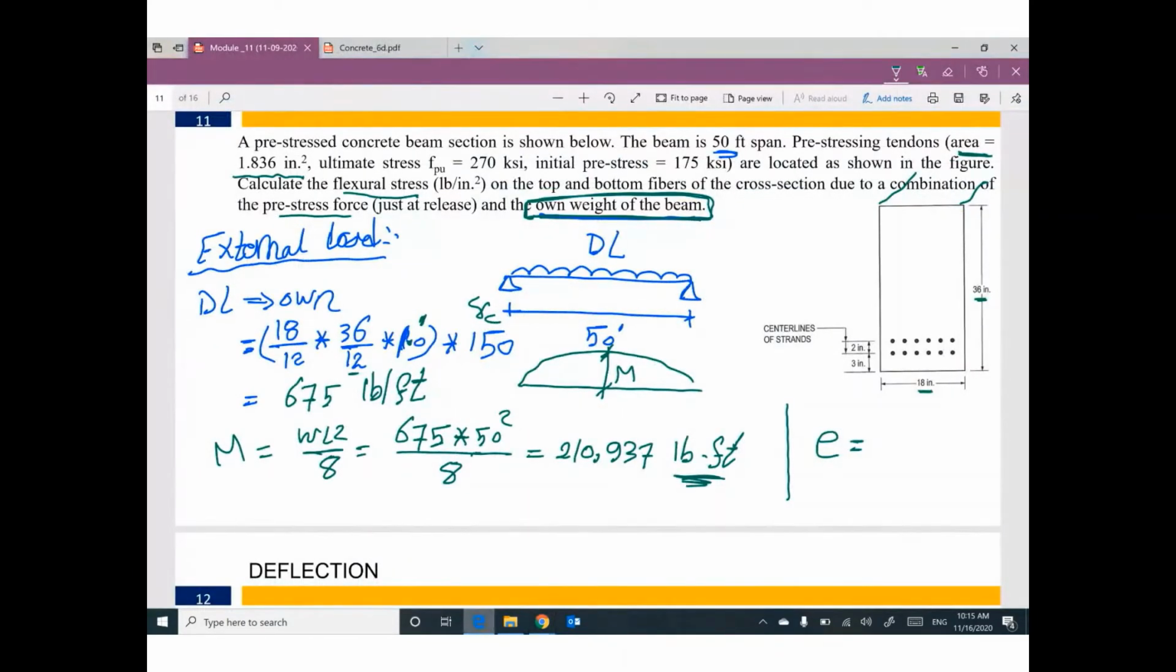Anybody can answer my question? So please locate the centroid of the tendons and locate the centroid of the rectangular cross section and tell me what is the distance between both of them.